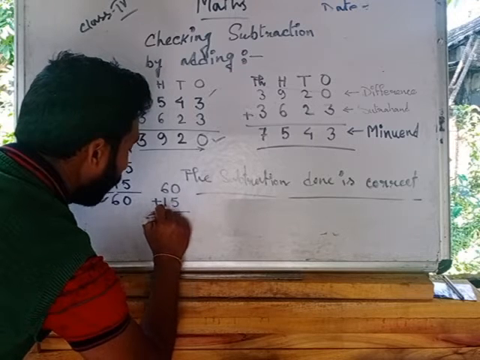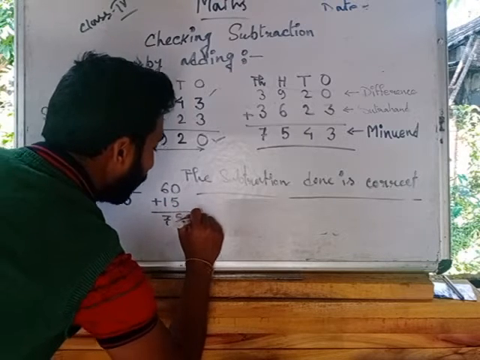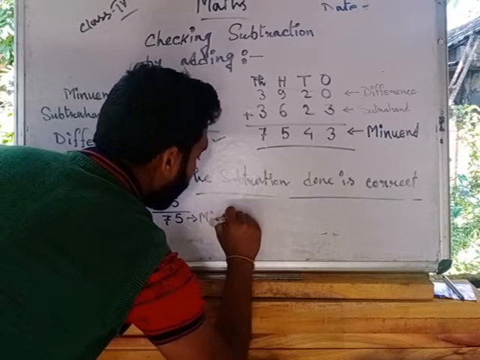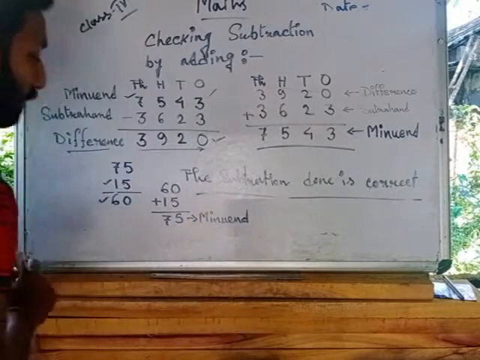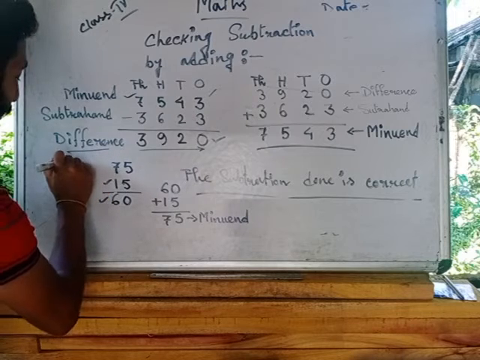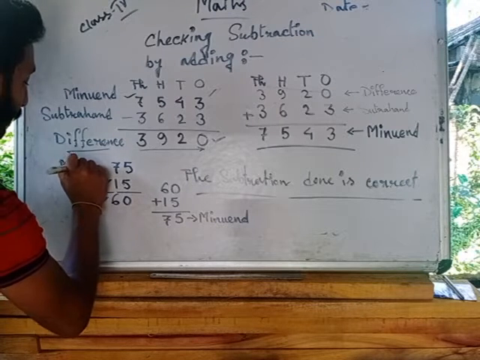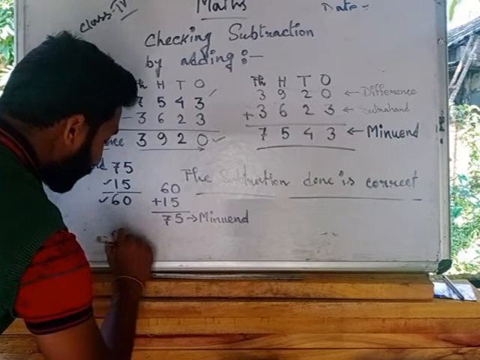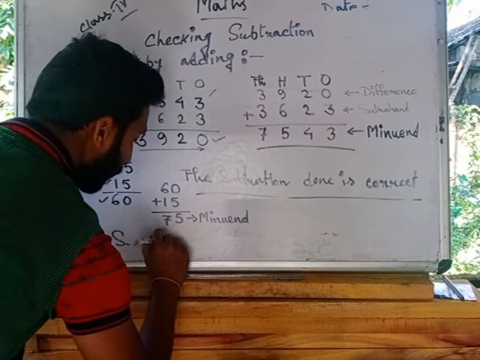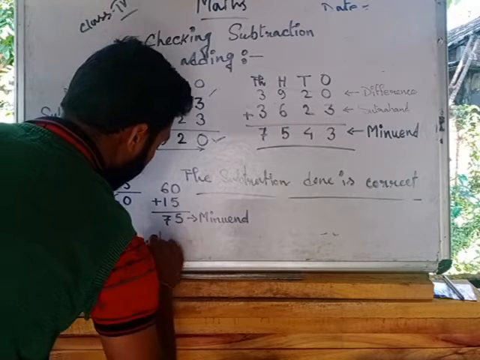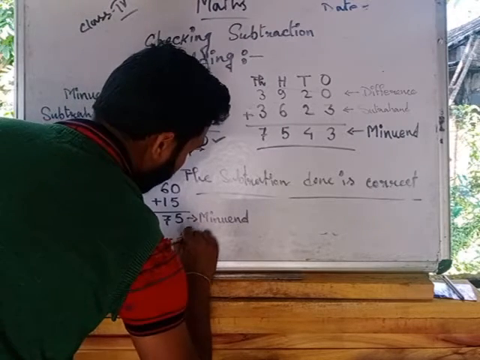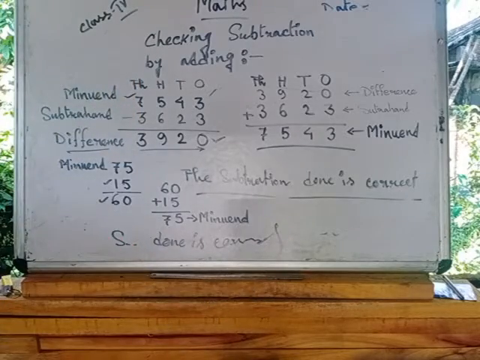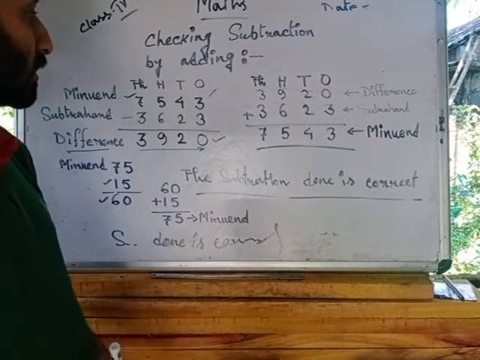60 plus 15, that is 75. This one also is the minuend. That means the subtraction done is correct, okay. Do you understand these things?